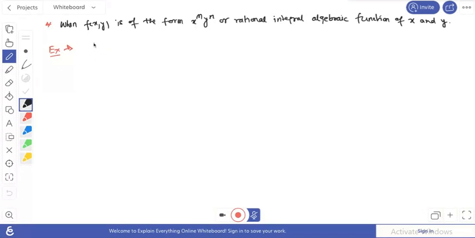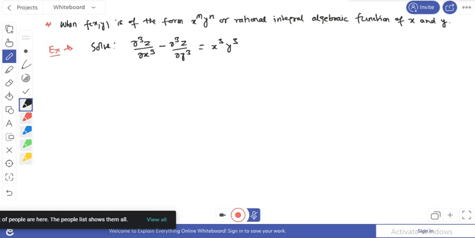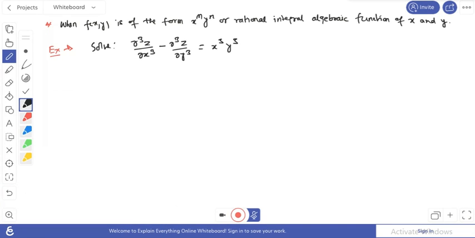Suppose we have a problem to solve: del 3z over del x cube minus del 3z over del y cube equals x cube y cube. Suppose we take this simple example and try to solve it, what is the solution of this partial differential equation? First of all we calculate the complementary function of this partial differential equation.